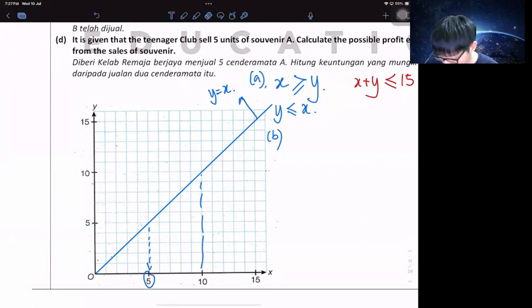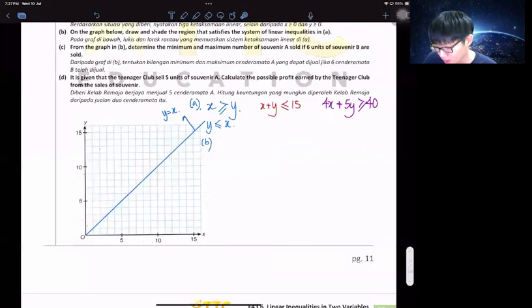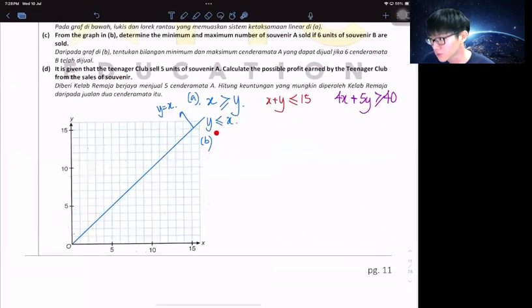Remember to check as well. Is it dotted line or solid line? So we did check. This one should have equal sign. So solid line. I did check that. If you know you're gonna do dotted line, again, don't panic. Just eraser and erase. So you create a dotted line.